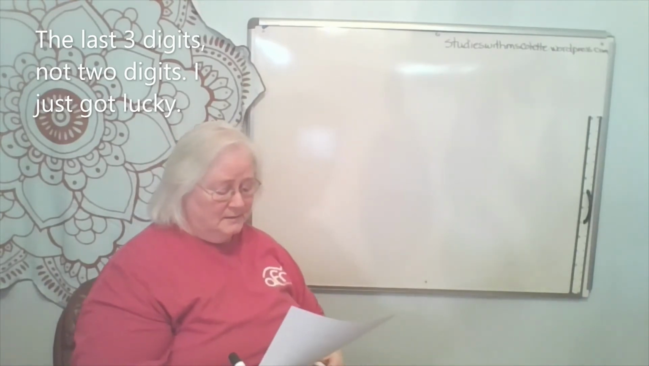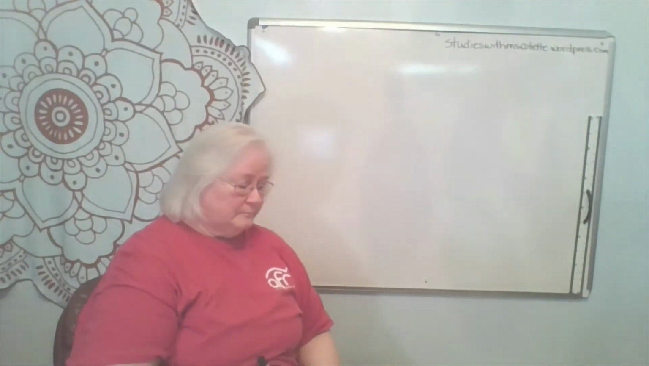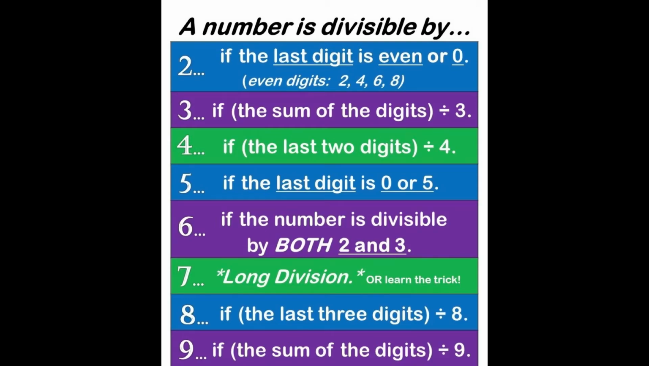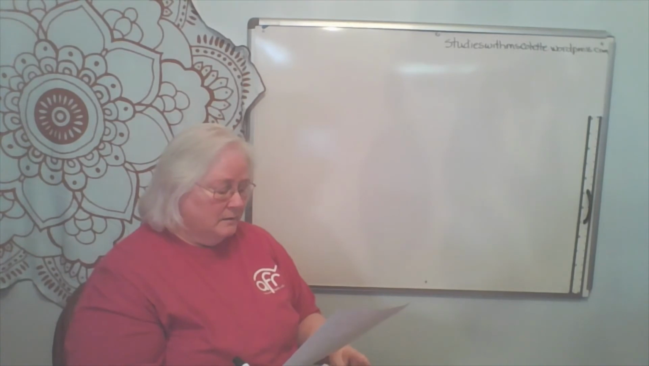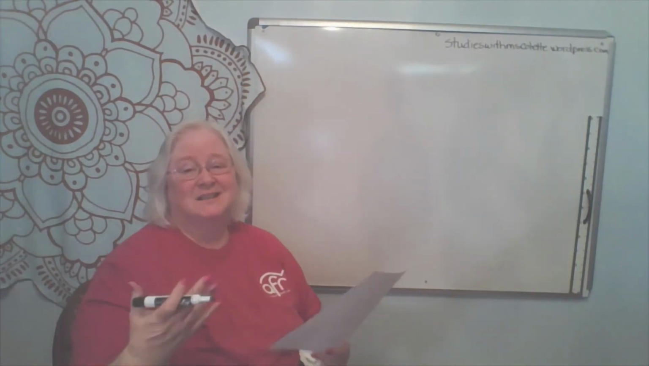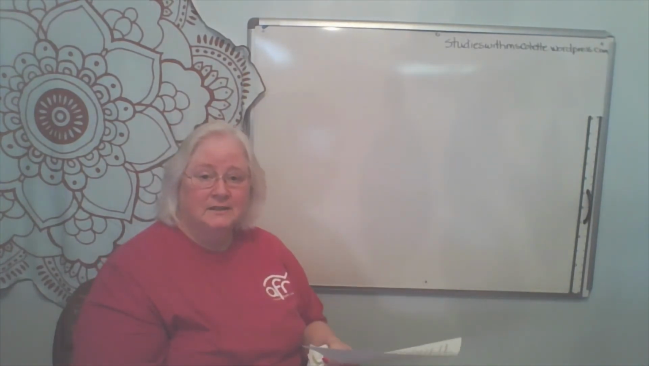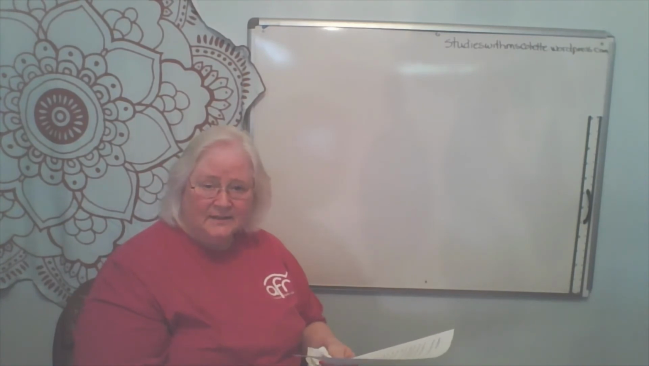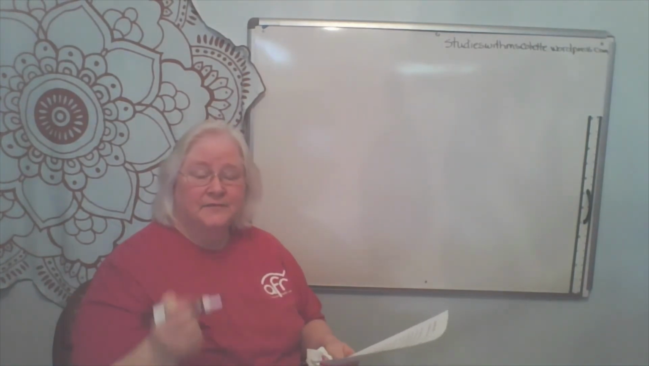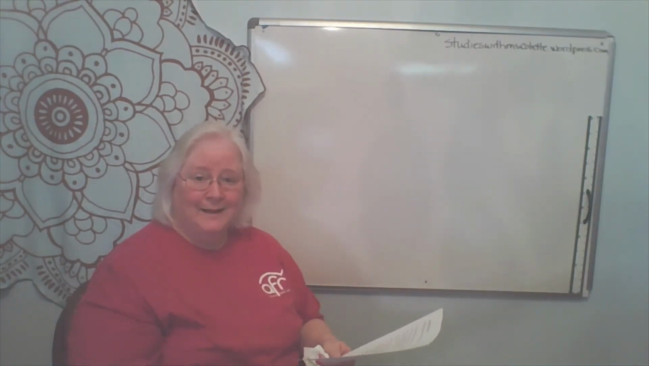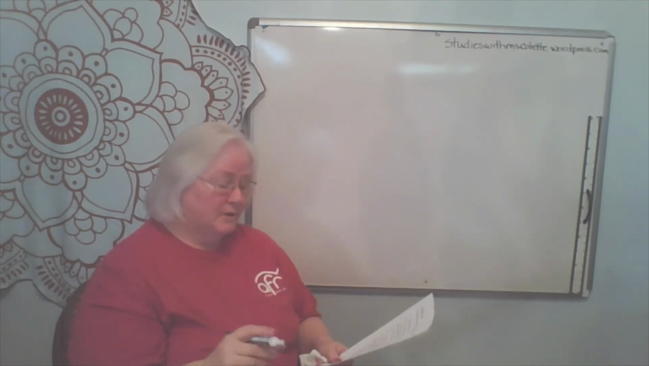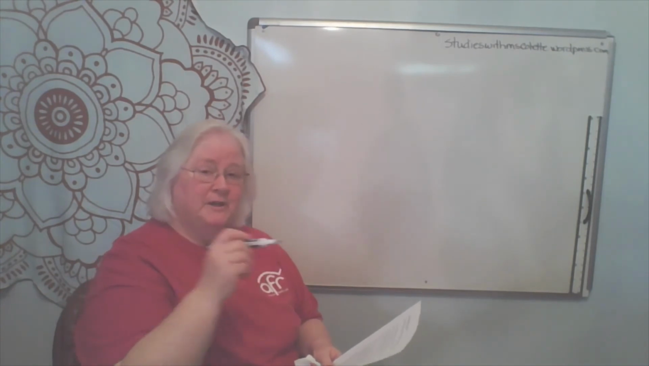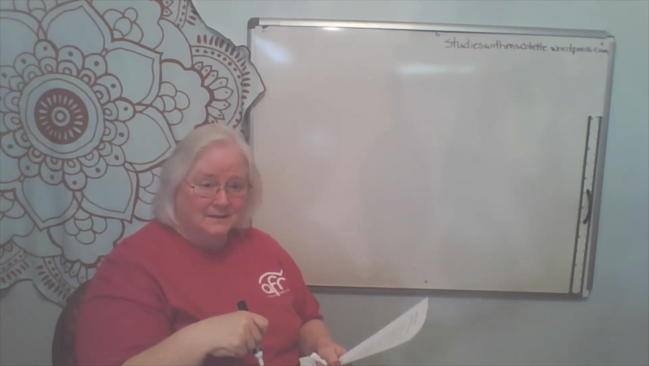Okay, number 9. Pause the video. Okay, the rule for number 9 is kind of the same as number 3. When you add the digits together, if the sum is divisible by 9, then 9 will go into the whole number. So it's not divisible by 3, it's divisible by 9 this time.